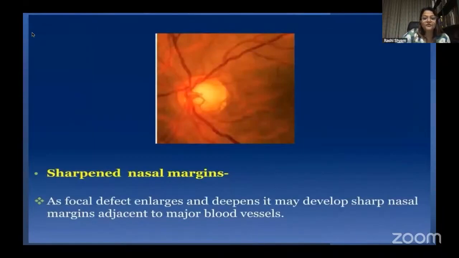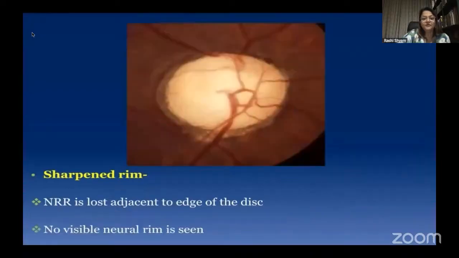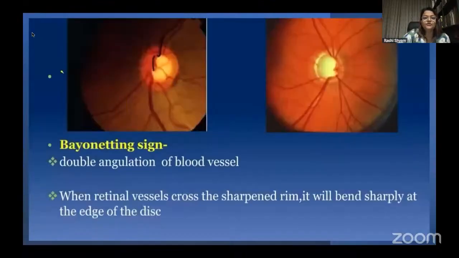Now, as the notching occurs, the adjacent nasal margin border becomes more sharpened. As the focal defect enlarges and deepens, the nasal margin next to the blood vessel looks like a sharp margin. This sharpened rim is there because that is where the neuroretinal rim has been lost. So there are certain signs which we see on the optic nerve head of a glaucomatous disc.